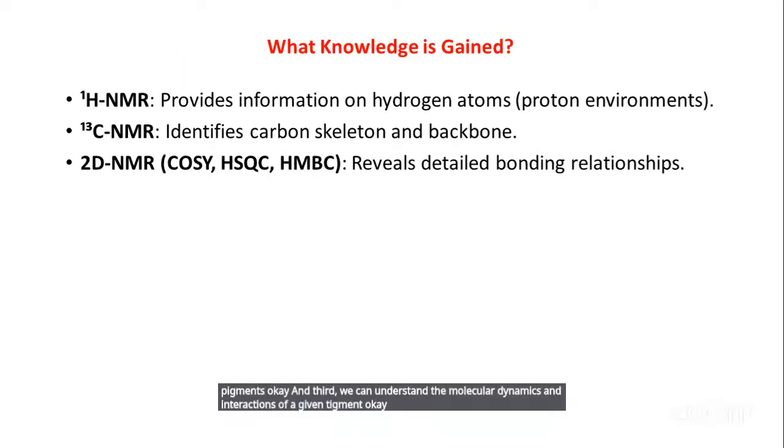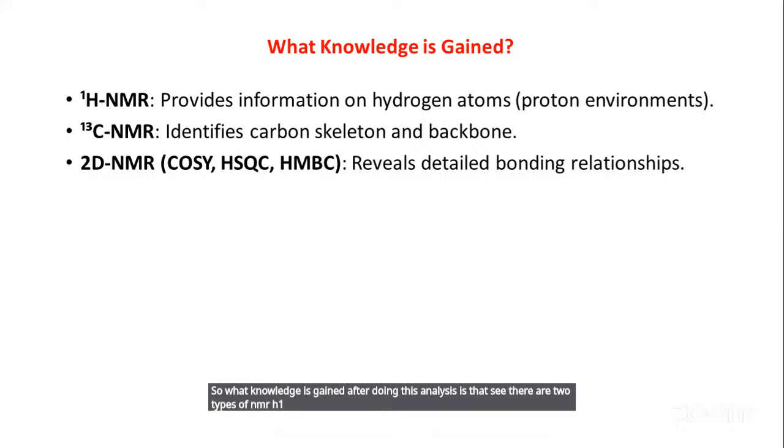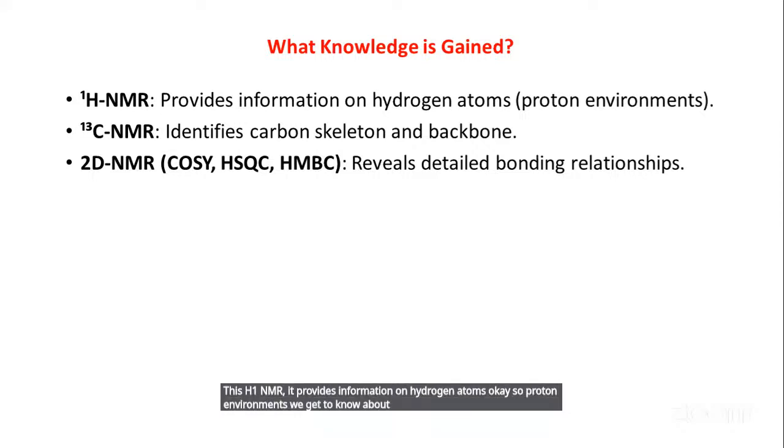So what knowledge is gained after doing this analysis is that, see, there are two types of NMR, H1 NMR and C13 NMR. This H1 NMR provides information on hydrogen atoms, so we get to know about the proton environments, and C13 NMR identifies the carbon skeleton and backbone. So this is all about the NMR.